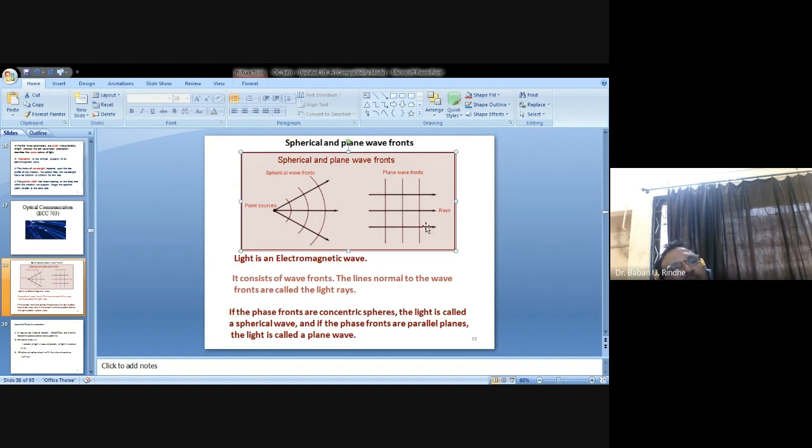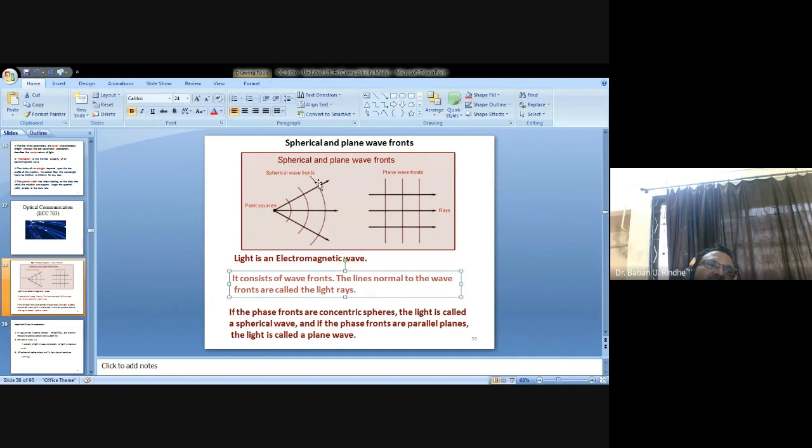Okay, the light is an electromagnetic wave. It consists of wavefronts. The lines normal to the wavefronts are called the light rays. These are the wavefronts.